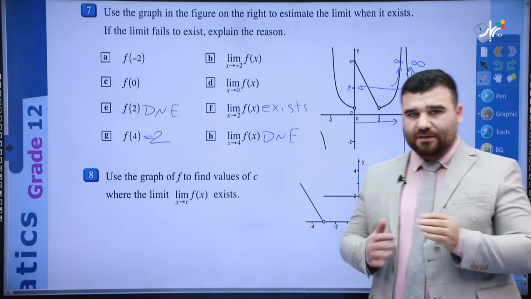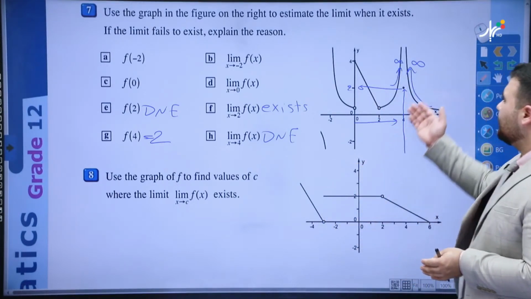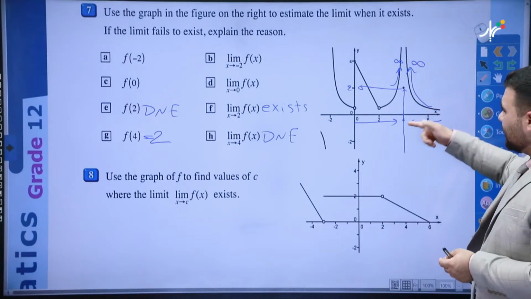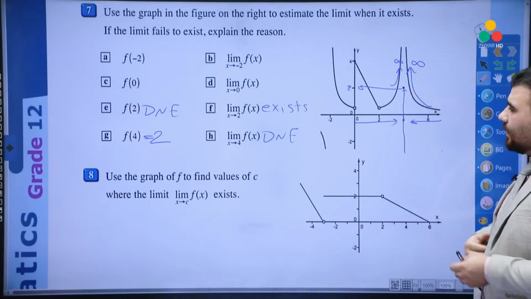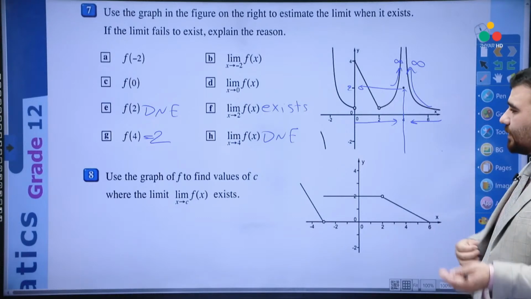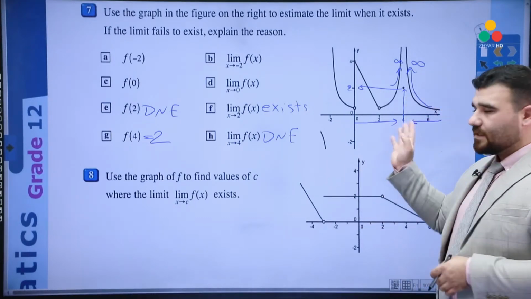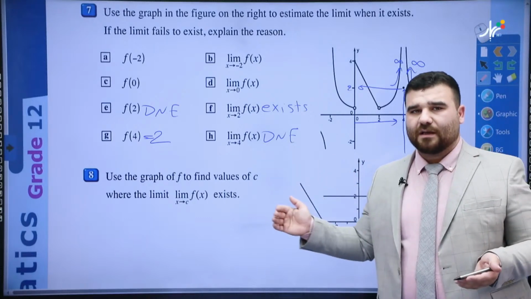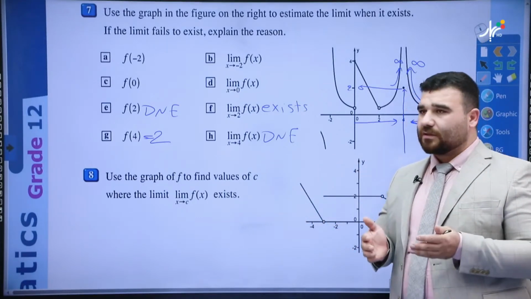If it's about exist or not exist, this one does not exist. But if it's about the behavior of the function, as we get closer to 4, it will go to positive infinity. Okay? Infinity is not a number. It's not a real number. Then we cannot say this limit is equal to this number. It's infinity. It goes up forever. But when it's about exist or not exist, it does not exist.